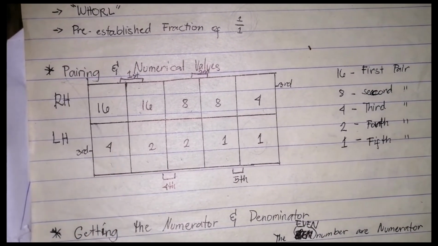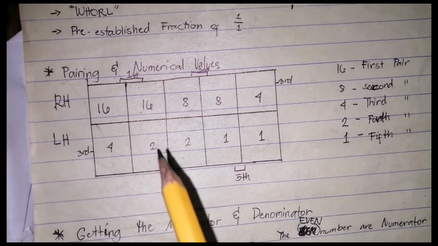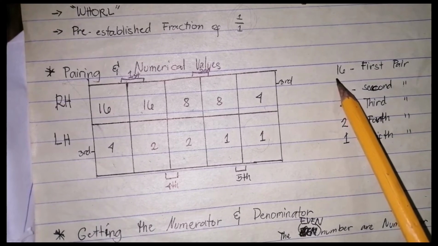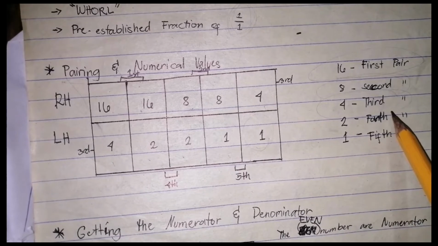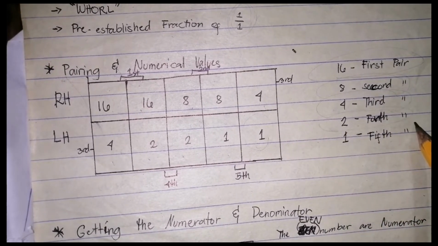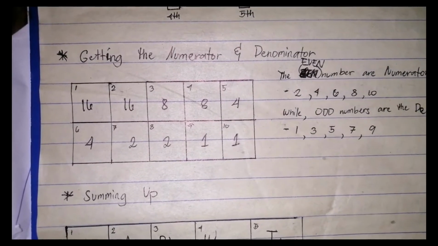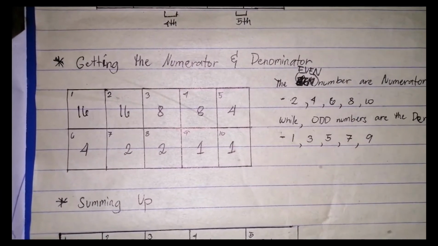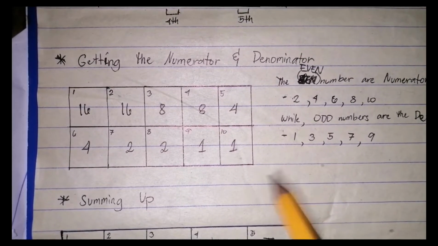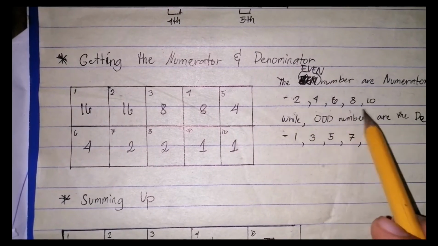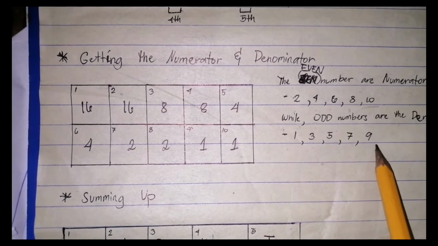Each pair has numerical values. The first pair has 16, second pair has 8, third has 4, fourth has 2, and fifth has 1. So we will proceed to getting the denominator and the numerator. First, the even numbers are the numerator, so the even numbers are 2, 4, 6, 8, and 10. While the odd numbers are the denominators, or the 1, 3, 5, 7, and 9.